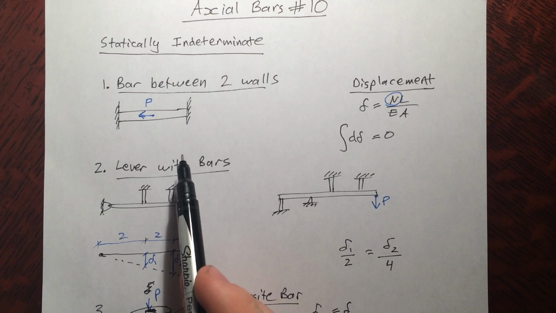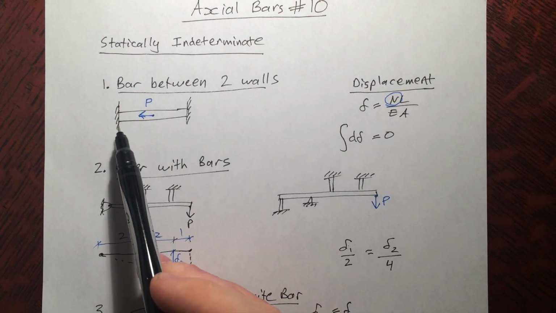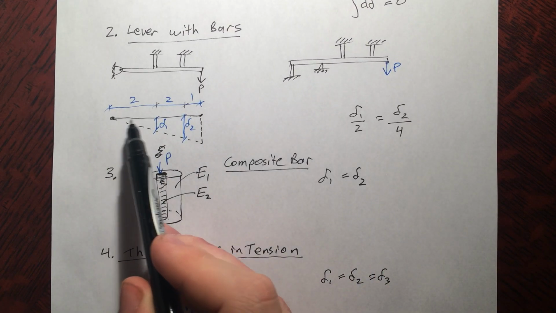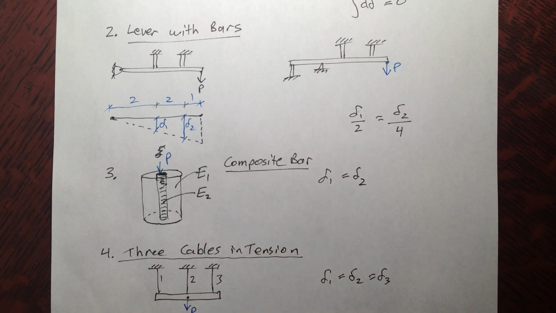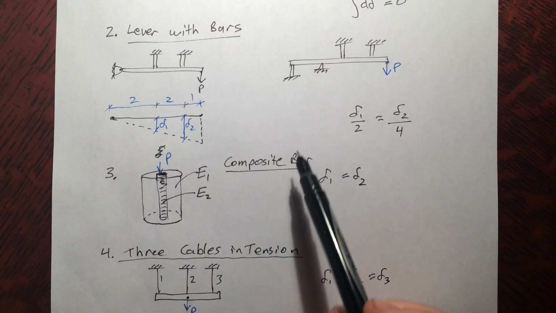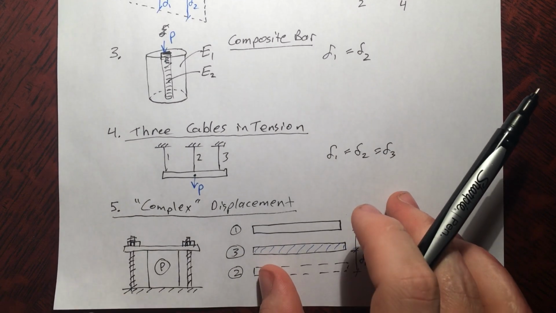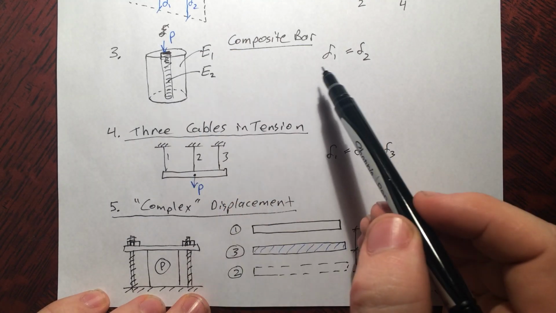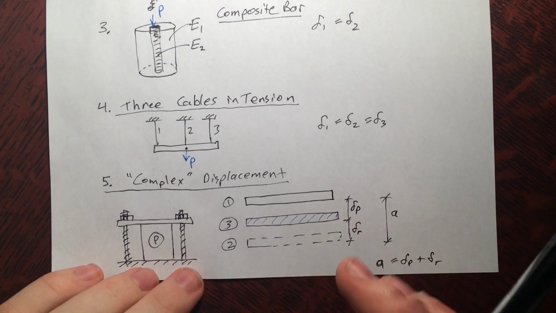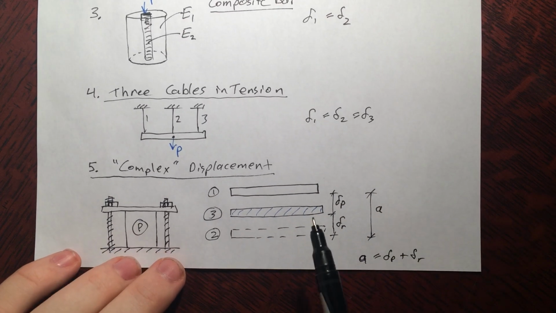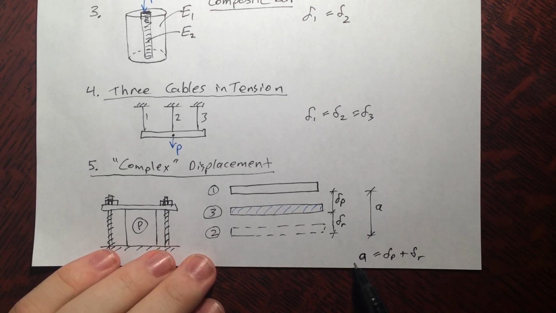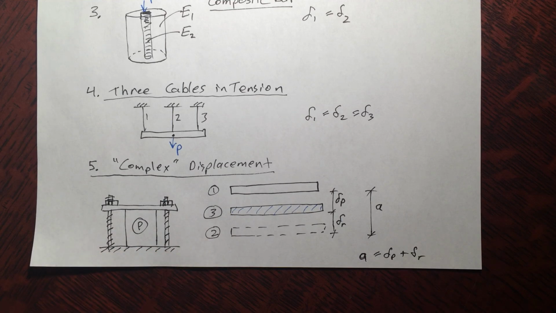So on a bar in between 2 walls, you know that the walls don't move, so the displacement between here and here has got to be 0. Lever with bars: by looking at the shape of the original configuration and then the final configuration, you can use similar triangles to find a relationship. A composite bar, any composite chunk, you know that when it gets compressed, the deltas equal each other. Cables in tension are kind of the same situation. And of course, a more complex displacement, like this example here, which has some sort of relationship between the two, which requires you to draw a really neat, accurate picture to get an idea of what's going on.